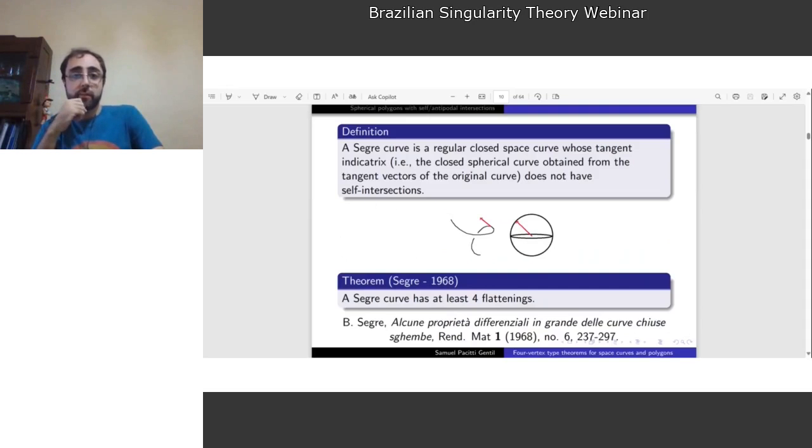And his theorem states the following. If a curve has a tangent indicatrix without self-intersections, and this curve will be called a Segre curve, because of the name of the mathematician who proved this theorem, such a curve will have at least four flattenings. Again, we have a non-trivial lower bound of 4 on the number of flattenings for a curve that satisfies a certain convexity condition.